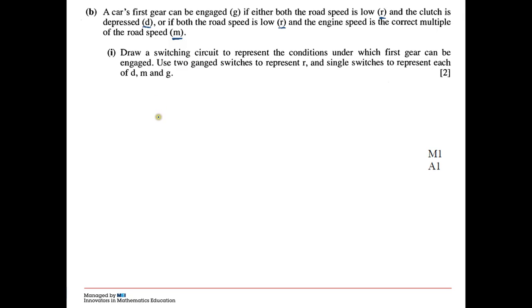We've got several variables going on here. G is going to be our output, so we'll worry about that in a minute. First of all, road speed low and clutch depressed. So that's definitely going to be R and D. And then or R and M. So basically we've got two situations here, either or, either R and D or R and M will give us the desired output, which was G. And that's all there is to it.